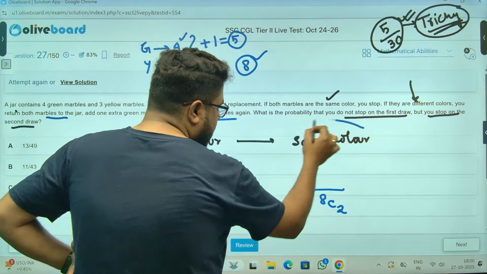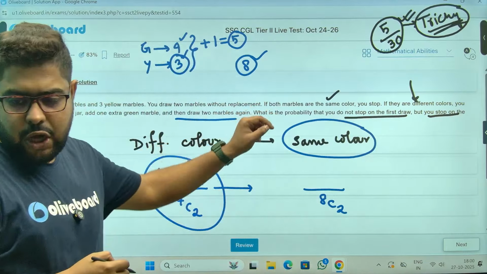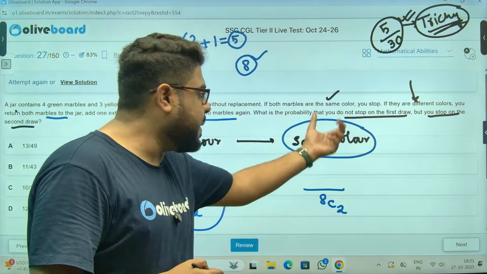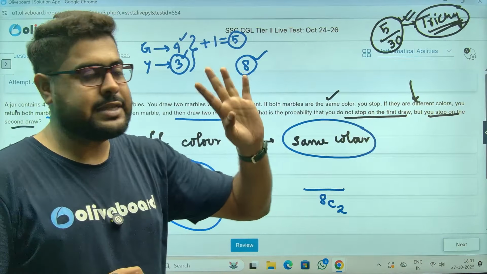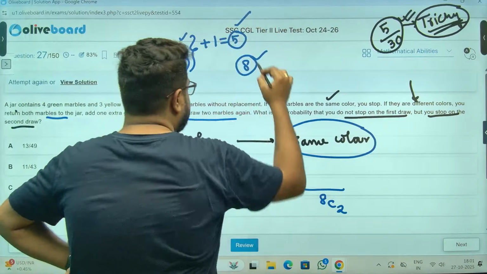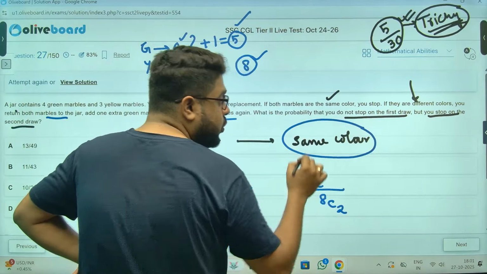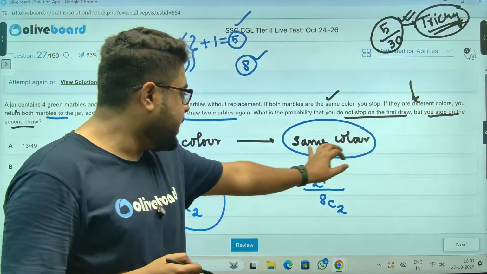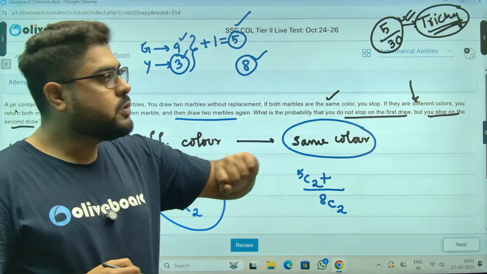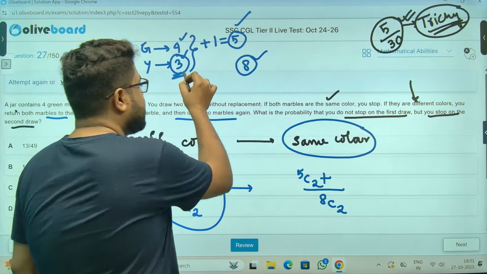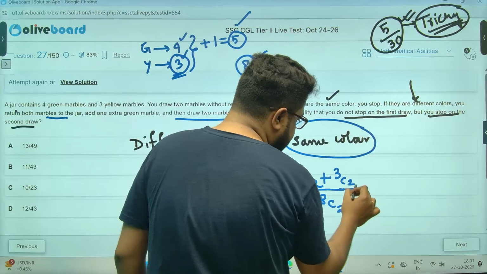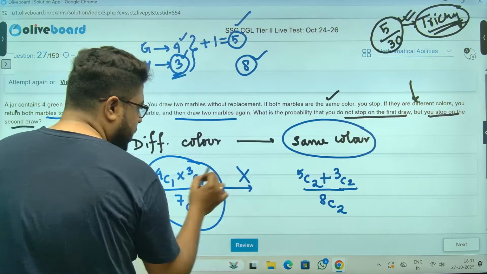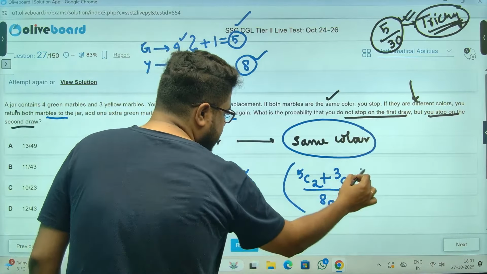8C2. Now I'll stop in the second draw, when I get the same color. Now same color I can get in 2 ways. Either I'll get 2 greens, that I can do if I take 5C2, plus, because I'll only pick 2, there are 3 yellow, so I'll do 3C2, meaning both are yellow marbles. So my answer will be first draw into second draw. This is multiplication. This will be my answer.